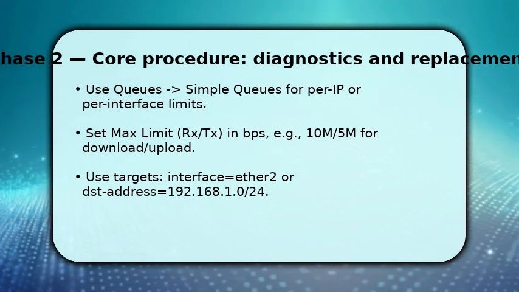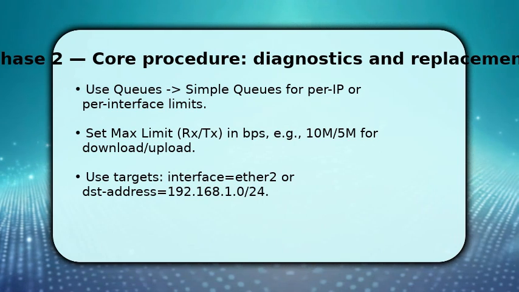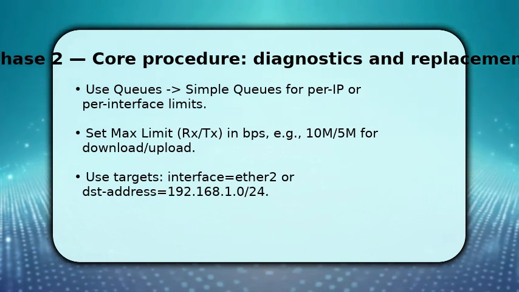Make sure to order queues logically so more specific rules precede general ones. This avoids unintended traffic override.